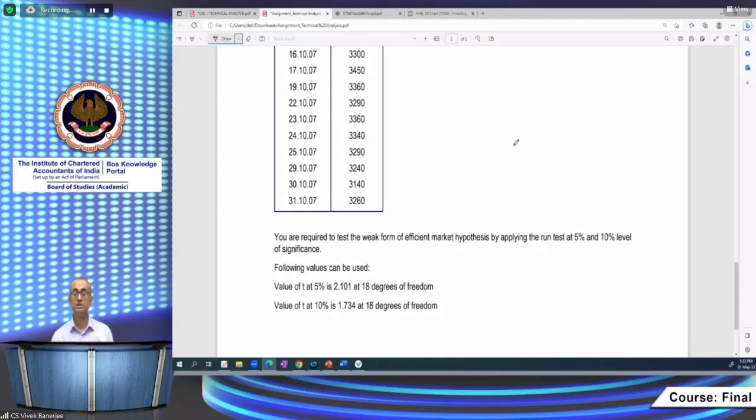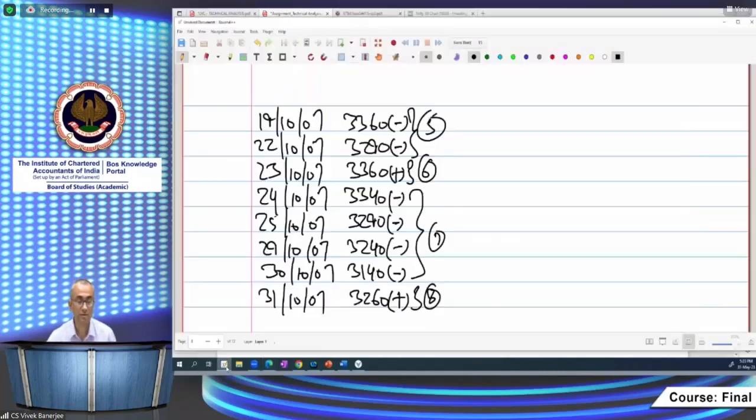The value of t is given. T basically gives an estimation of the mean when there is no standard deviation. We have calculated the standard deviation, but without considering standard deviation, what should be the value? So let us do the run test at 5% and 10% level of significance.